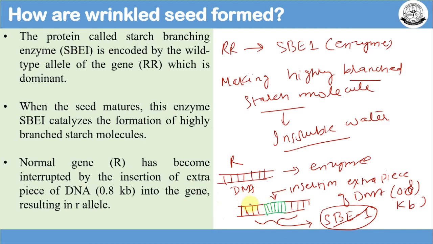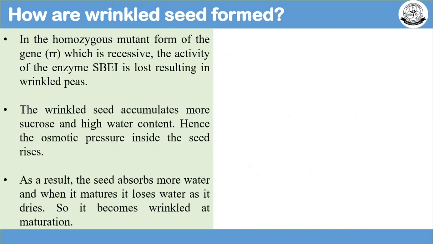So we can denote this as small r. When it is functional we say capital R, and when it is non-functional we say small r, right? And why did this become inactive? Because of the insertion of an extra piece of DNA which is 0.8 kilobase. So the SBE1 is lost. This enzyme does not do the job, and because of this the seed is wrinkled.